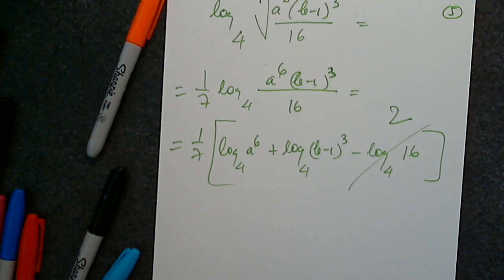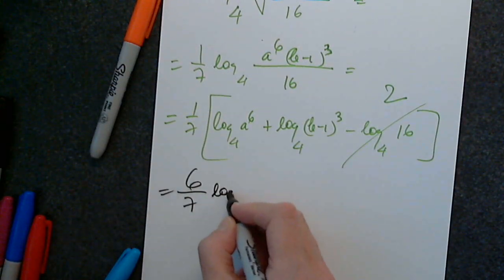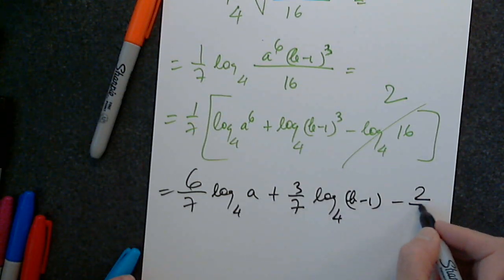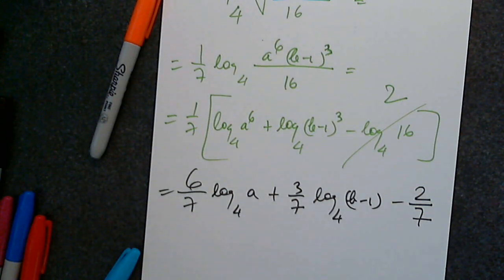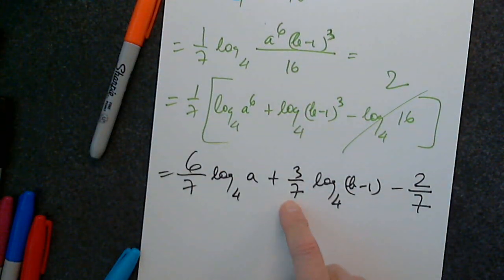And now we will distribute 1 over 7 and put 6 in front and 3 in front respectively. And we're done. 6 over 7 log base 4 of a plus 3 over 7 log base 4 of (b minus 1) minus 2 over 7. Each and every term gets multiplied by 1 over 7. Please, any question? I'll say it again. Bring the power down, multiply by 1 over 7, and 2 times 1 over 7. Everything gets 1 over 7. Better? My pleasure. Good. Moving on.